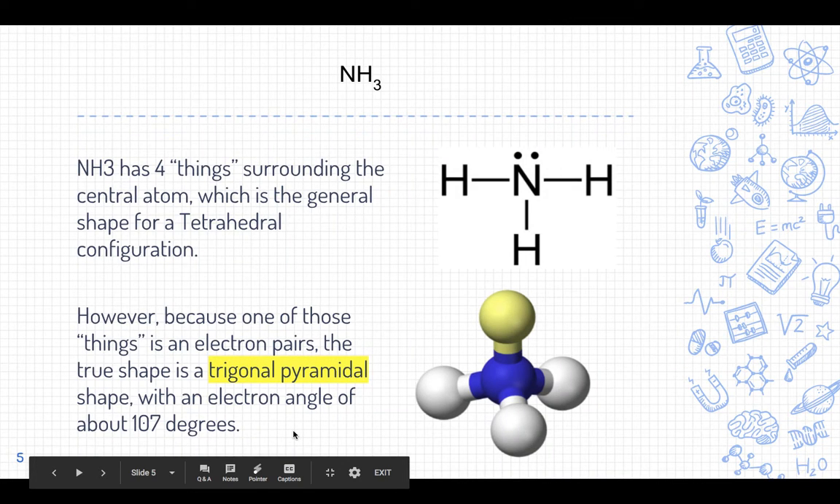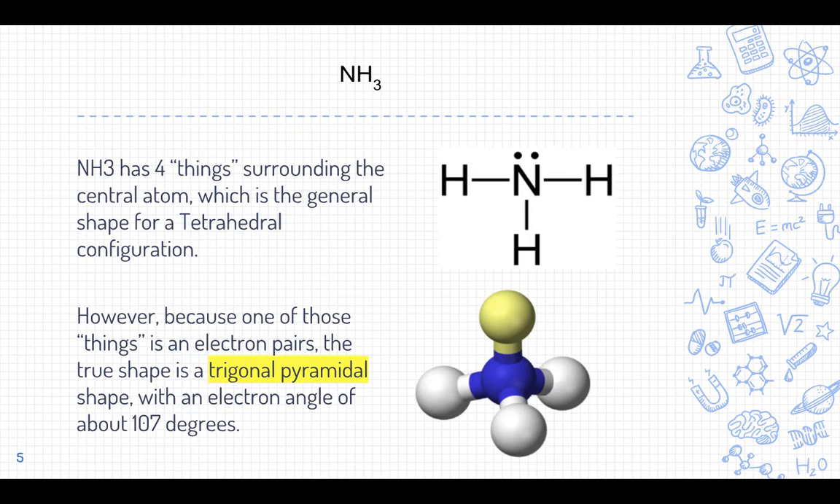Because this also has four things surrounding the central atom, which is nitrogen, this is also the shape for a tetrahedral configuration. However, this time we have three atoms surrounding nitrogen and only one electron pair. So the true shape is a trigonal pyramid shape, and its bond angle is about 107 degrees.